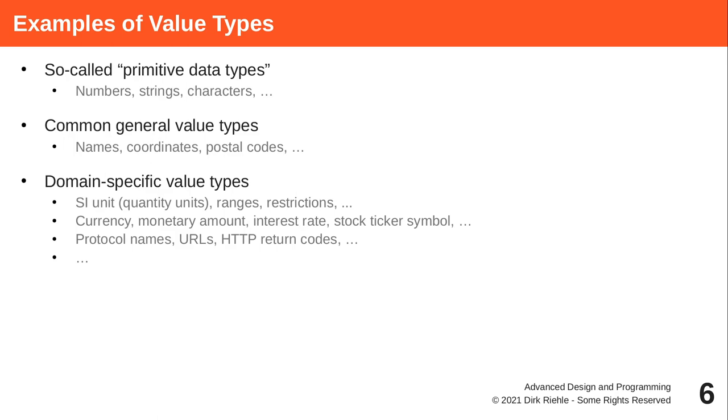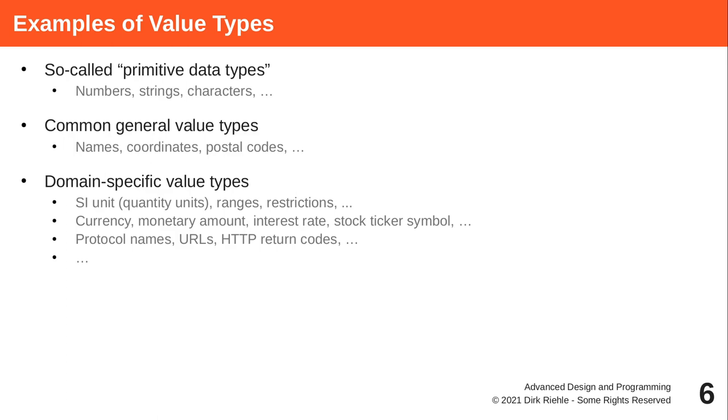The finance domain has lots of value types. Currency, monetary amount, interest rates, these are all value types. Maybe you see the underlying primitive value types, but you should not confuse attribute fields and their more primitive value types that you use with the actual value type and its domain-specific behavior that you're interested in.